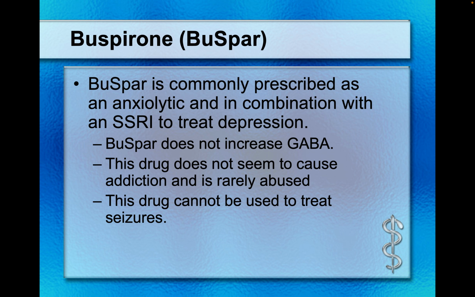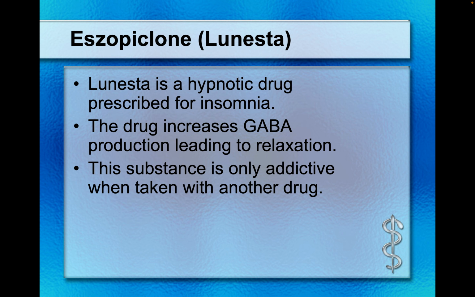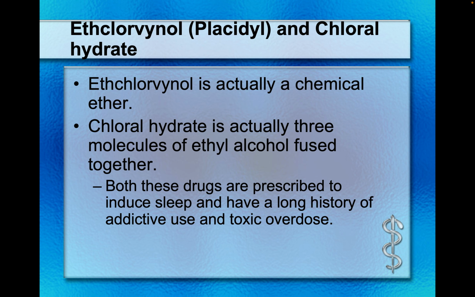Buspar is commonly prescribed as an anxiolytic and in combination with an SSRI to treat depression. Buspar does not increase GABA. This drug does not seem to cause addiction and is rarely abused. This drug cannot be used to treat seizures. Eszopiclone, also known as Lunesta, is a hypnotic drug prescribed for insomnia. The drug increases GABA production, leading to relaxation. This substance is only addictive when taken with another drug.